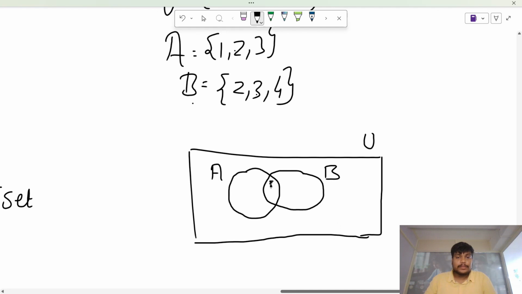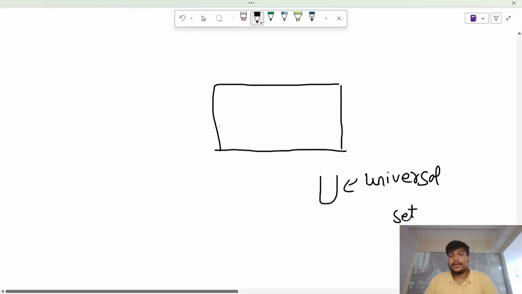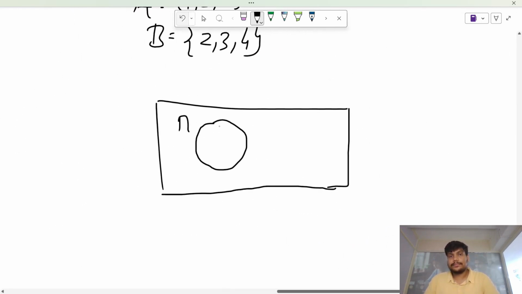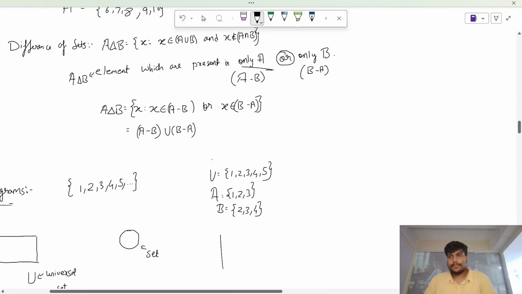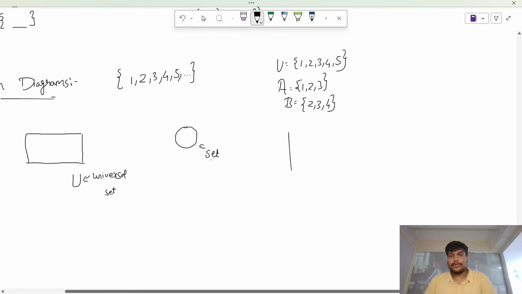So if I now see here, what is the common region between them? This is the common region between A and B, and 2, 3 are the common elements between sets A and B. So if I want to write it here, where should I write it? In the diagram it should be in the region which is common to A and B. So I can write, okay, something went wrong, just a second. Okay, I will draw it once again, no worries.